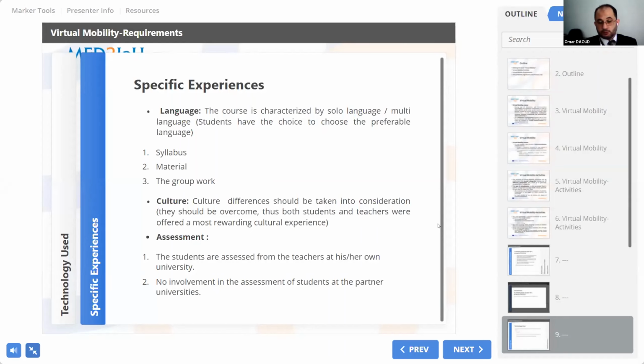From the assessment point of view, the students are assessed by the teachers at his or her own university, with non-involvement in the assessment of students at the partner universities. So these are some requirements for the virtual mobilities.